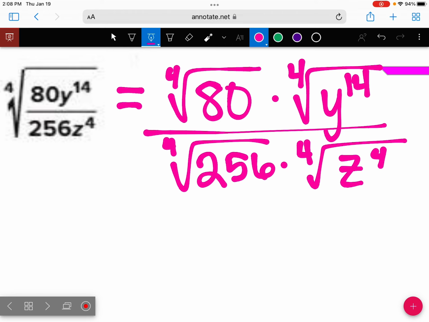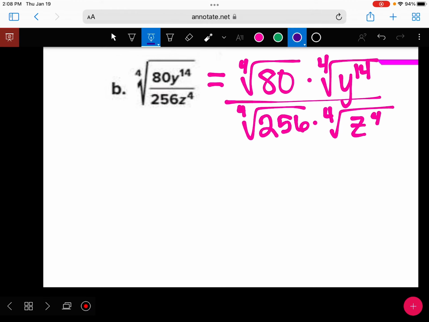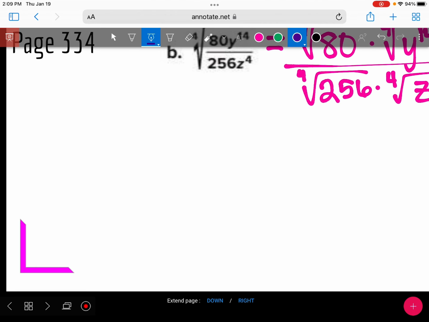Cool? Correct. Now that we've separated, we've got to go piece by piece. So start with the top, go across the top, go back to the bottom, and go across the bottom. So the 4th root of 80. What is the 4th root of 80? Or how do we find the 4th root of 80?